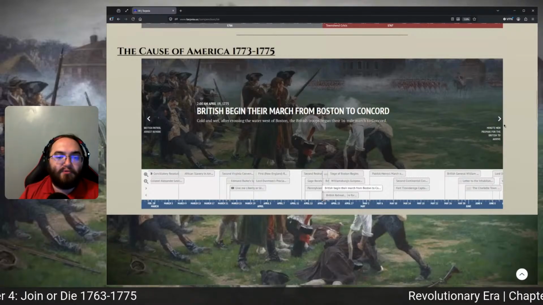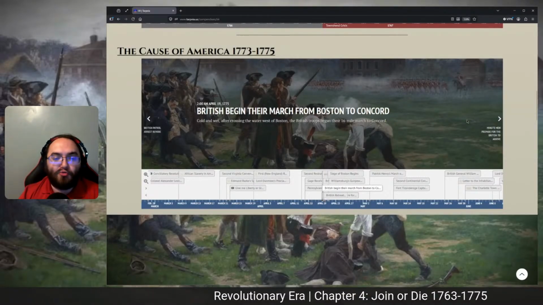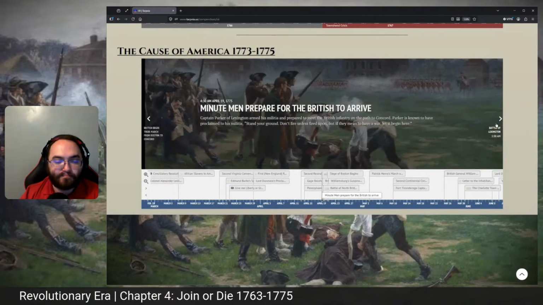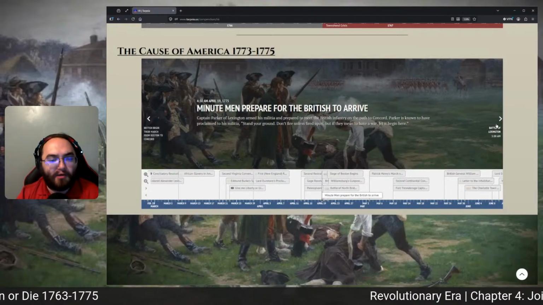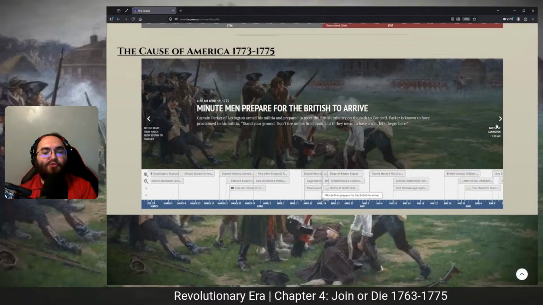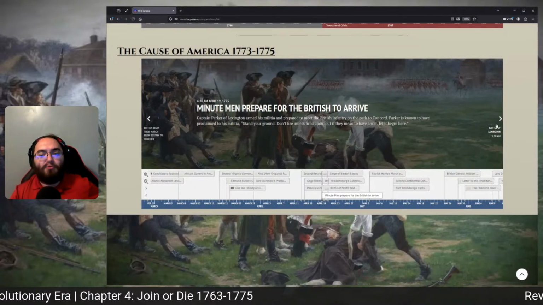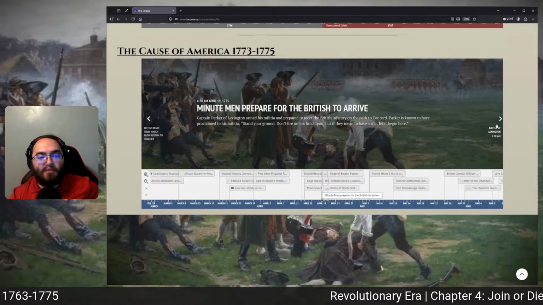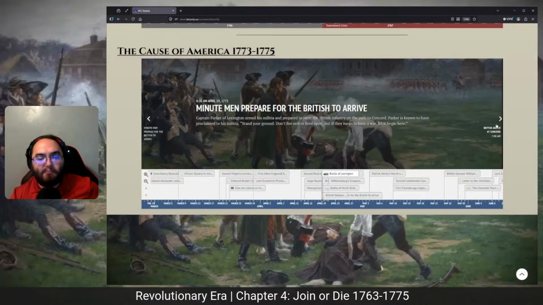Cold and wet, after crossing the water west of Boston, the British troops begin their 16-mile march to Concord. At 4:30 a.m., Minutemen prepare for the British to arrive. Captain Parker of Lexington armed his militia and prepared to meet the British infantry on the path to Concord. Parker is known to have proclaimed to his militia, "Stand your ground, don't fire unless fired upon, but if they mean to have a war, let it begin here."